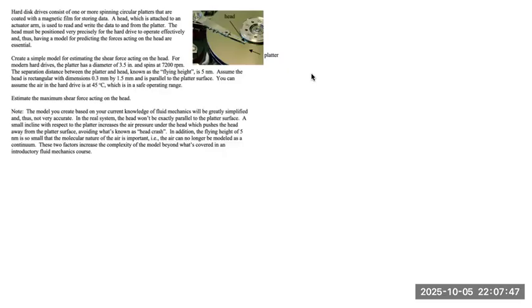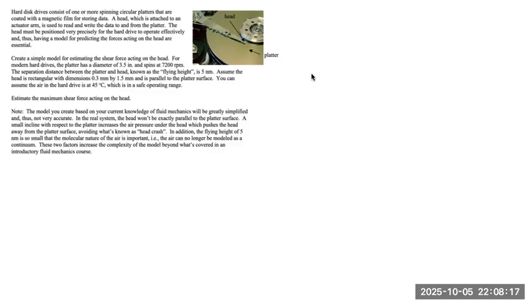For modern hard drives, the platter has a diameter of 3.5 inches and spins at 7,200 rotations per minute. The separation distance between the platter and the head, known as the flying height, is 5 nanometers. Assume the head is rectangular with dimensions 0.3 millimeters by 1.5 millimeters and is parallel to the platter surface. You can assume the air in the hard drive is at 45 degrees Celsius, which is in a safe operating range. Estimate the maximum shear force acting on the head.